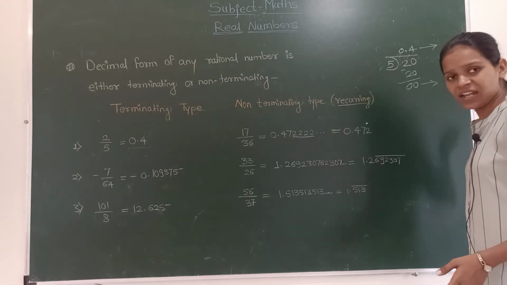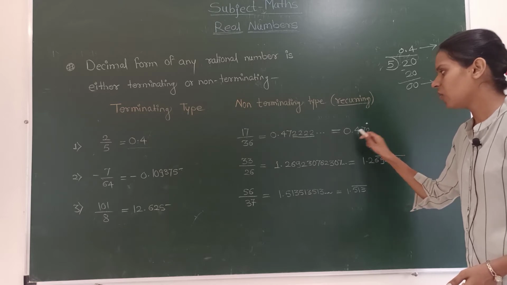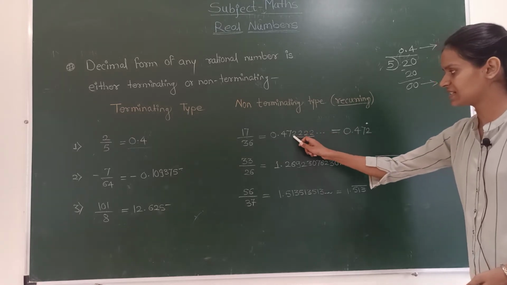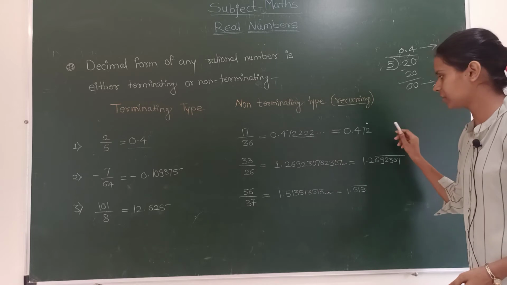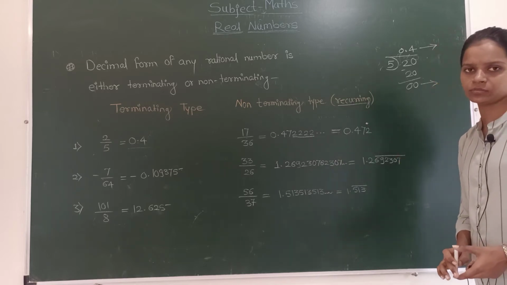Of this type, 17 upon 36 is equal to 0.47222 and so on. It will go on, and here the 2 is constant. So we will just add a point on the head of 2. We can write the answer of this like 0.472 with a point on 2, because 2 keeps coming constantly and the remainder 0 does not come over here. It is just repeating constantly. We will write 2 at once because it is coming the same, 2, 2, 2, 2 and so on, and we will add a point on the head of 2.